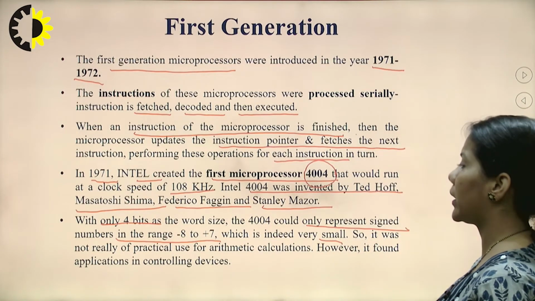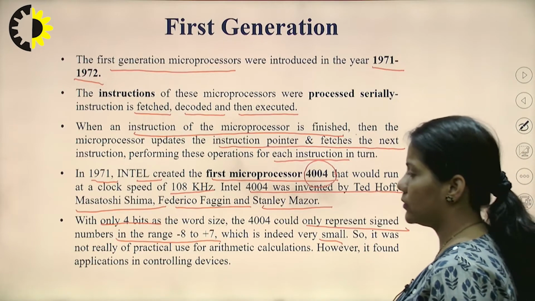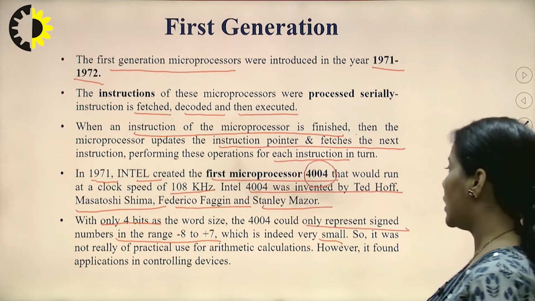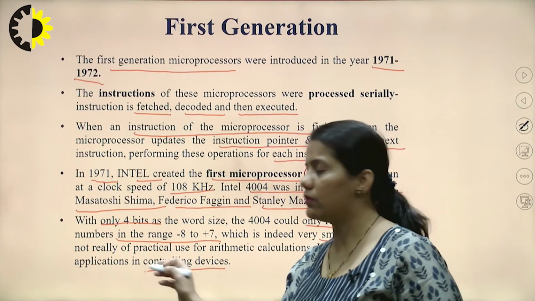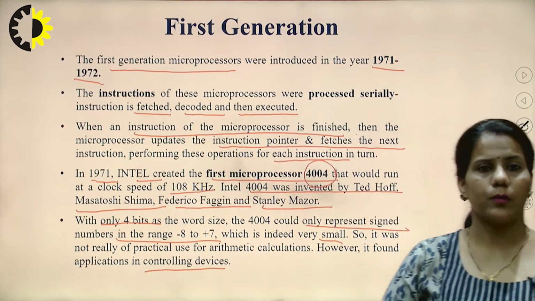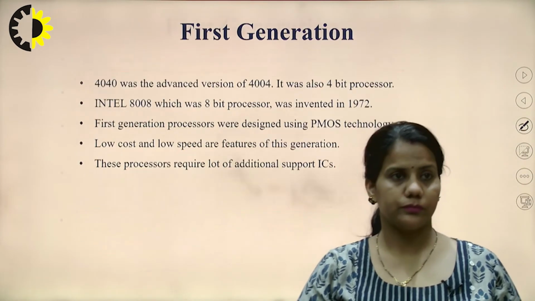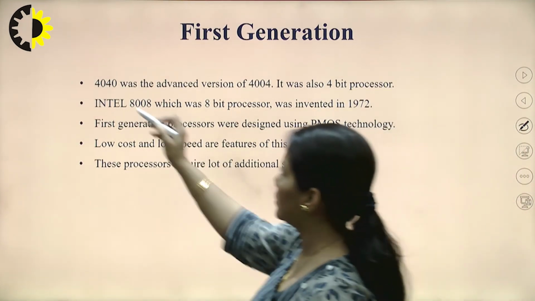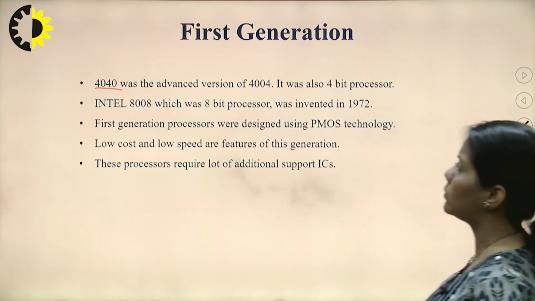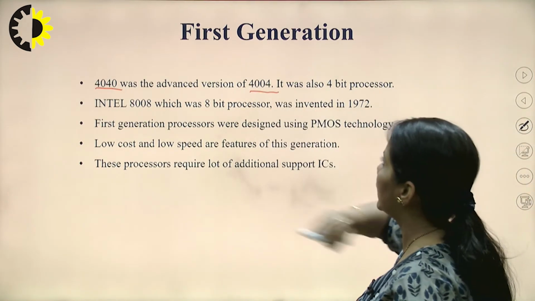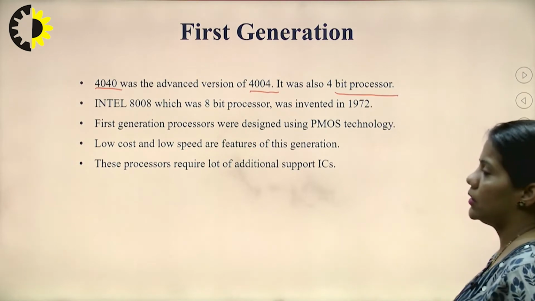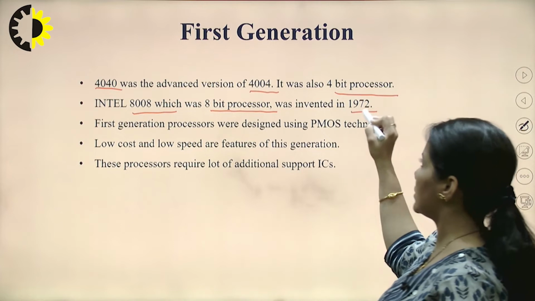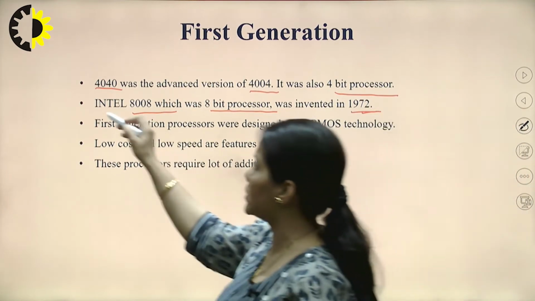So it was not practically available for use in arithmetic operations and calculations. However, it found applications in controlling devices. Small controlling operations were done using this microprocessor. Among other microprocessors of this generation, there was the 4040, which was an advanced version of the 4004. It was also a 4-bit processor. Intel 8008, which was an 8-bit processor, was invented in 1972. This was another example of this generation.